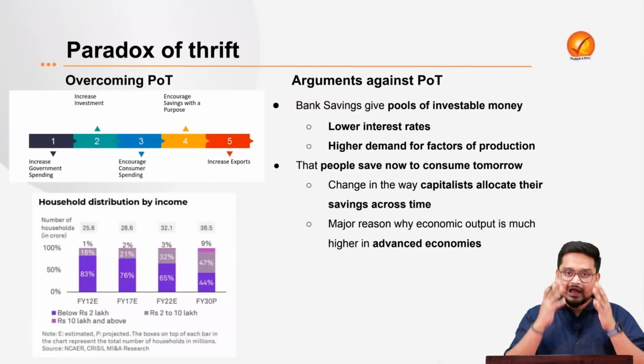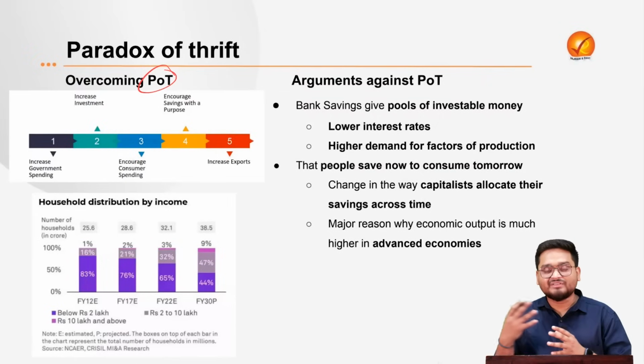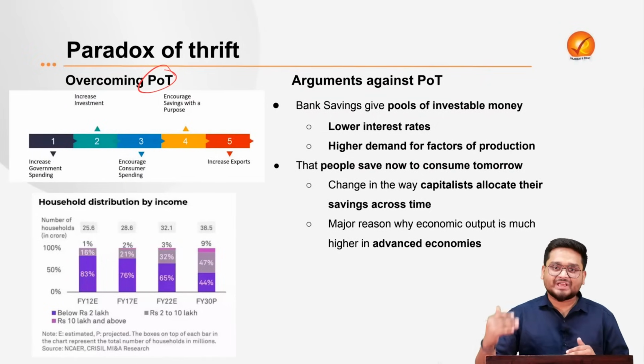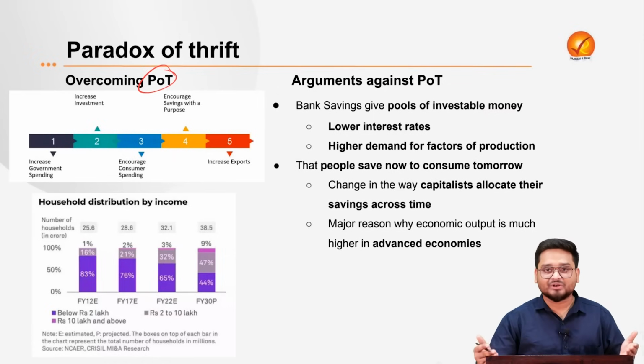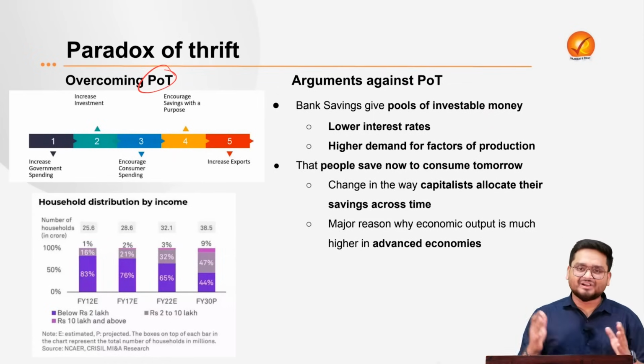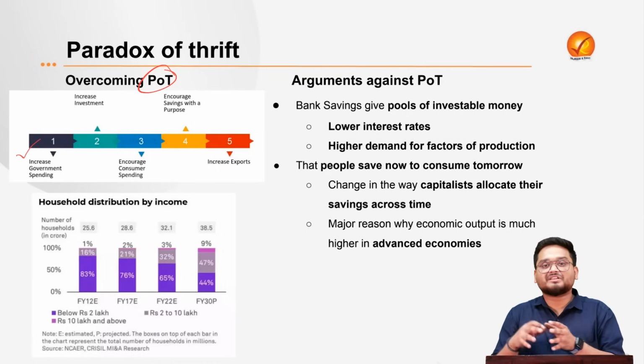Now here, how to overcome the paradox of thrift, right? We understand that obviously savings, we cannot, as a government or as an institution, tell the people to save less, right? And spend more on goods and services, right? So here the government itself can take some actions. Firstly, it can increase the government spending.